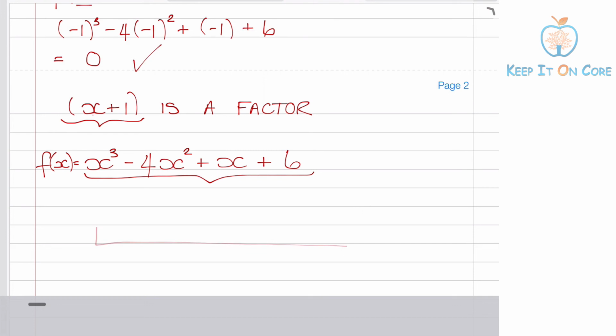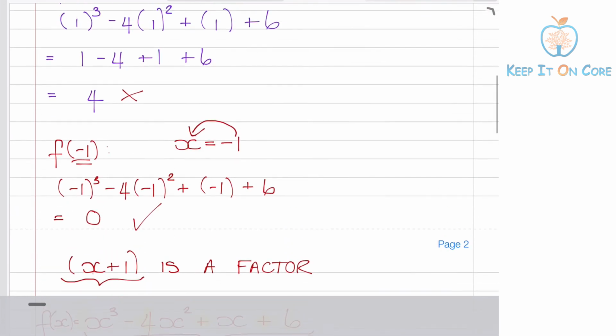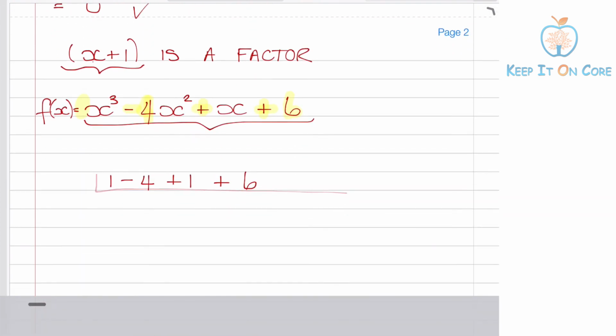You take the coefficient of each of your terms, there's an invisible 1 in front of that x, as long as they're also in descending powers of x, that's really important. So we've got 1, minus 4, plus 1, plus 6. And we established earlier that x equals negative 1 was your factor, so we're putting negative 1 over there. And we now are going to do division.